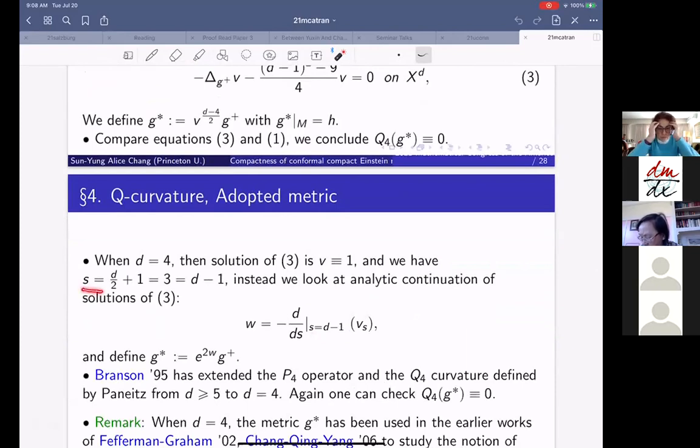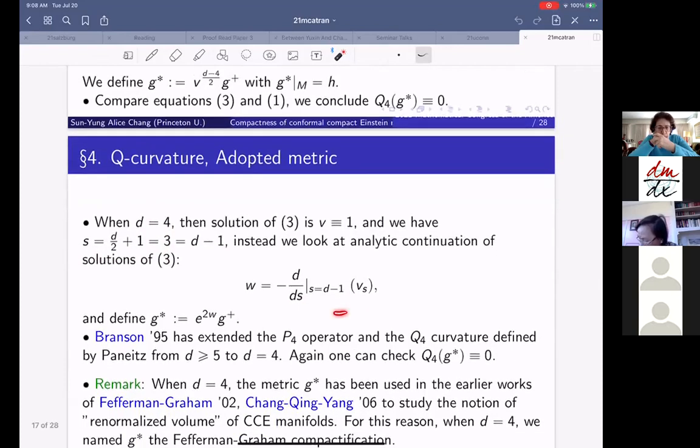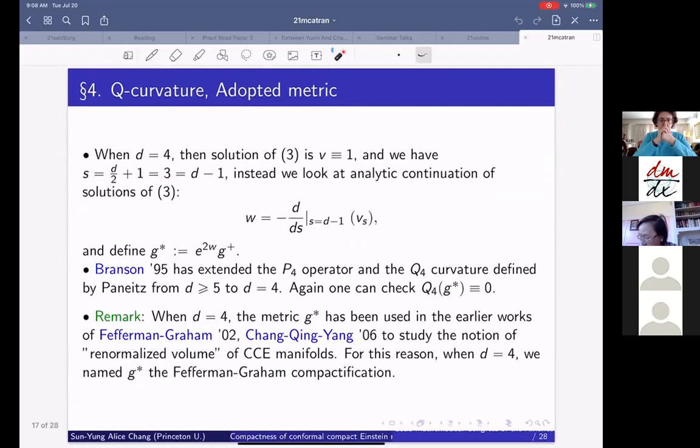In this case, when S equals D over two and D equals four, this is equal to three, which is the same index as D minus 1 in this particular case. So we take that extension. And the equation I forgot to write down is this: Laplace of g plus W equals D minus 1. This is the PDE. And then the adapted metric we choose is e to the 2W g plus, the extension. So this is a nontrivial extension.